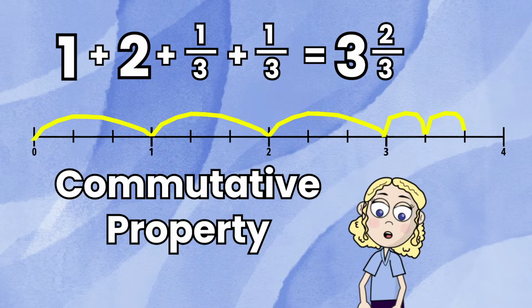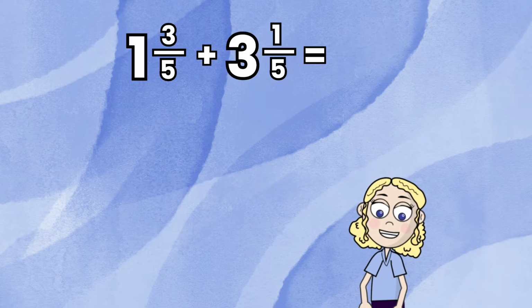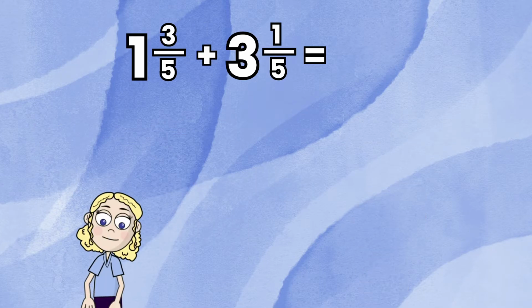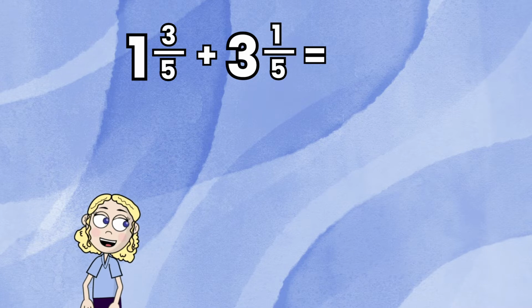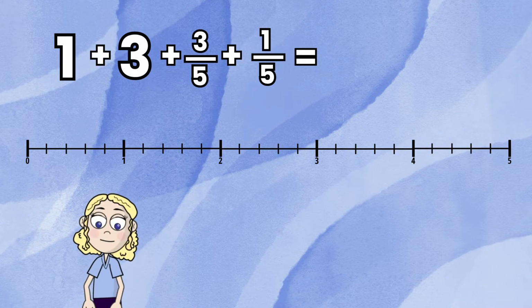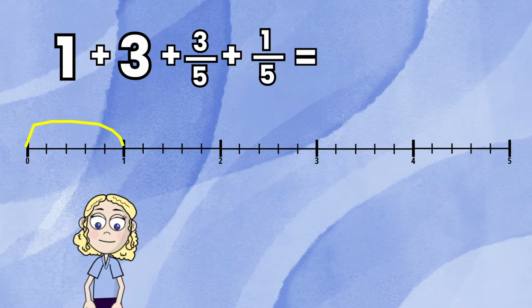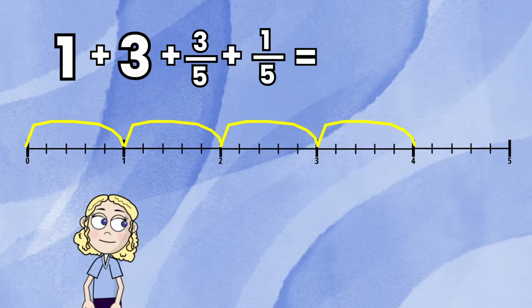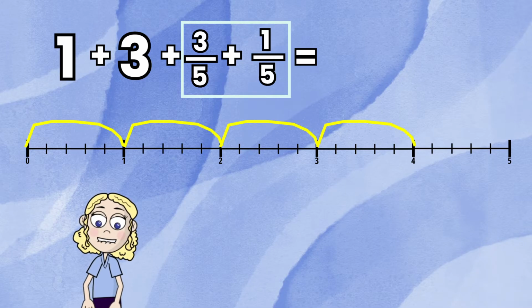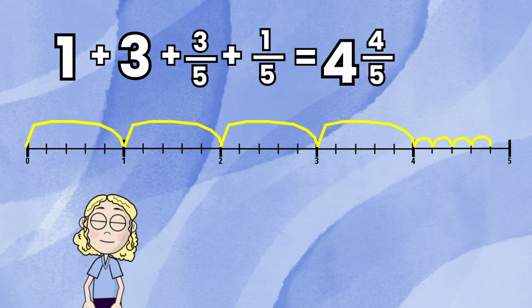So let's look at this problem here. 1 3/5 plus 3 1/5. I'm first going to rearrange these so that we are adding the whole numbers. 1 plus 3. Let's do those jumps on the number line. 1 jump, then I'm going to add 3 more jumps. We land on 4. Now I'm going to look at the fractions. 3/5 plus 1/5. I'm going to jump 3/5 and then 1 more fifth. What did I land on? That will be our answer.